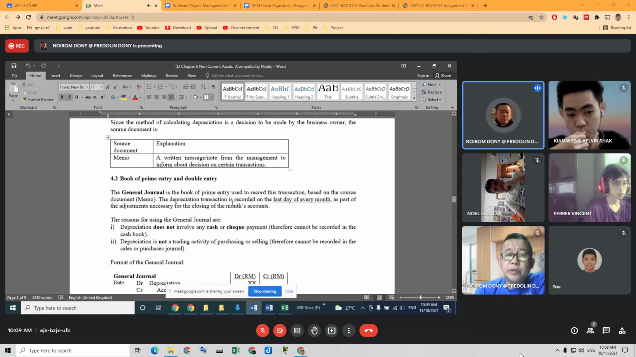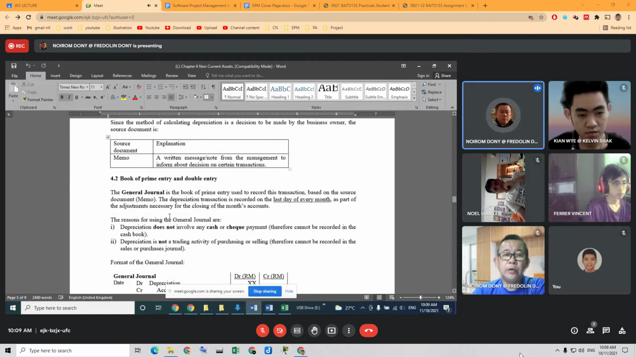Okay, depreciation is normally recorded on the last day of every month. Let's say we do closing every month, on a monthly basis. That's why the accounts department is always busy at the end of the month. On the last day of every month, they allocate this depreciation.